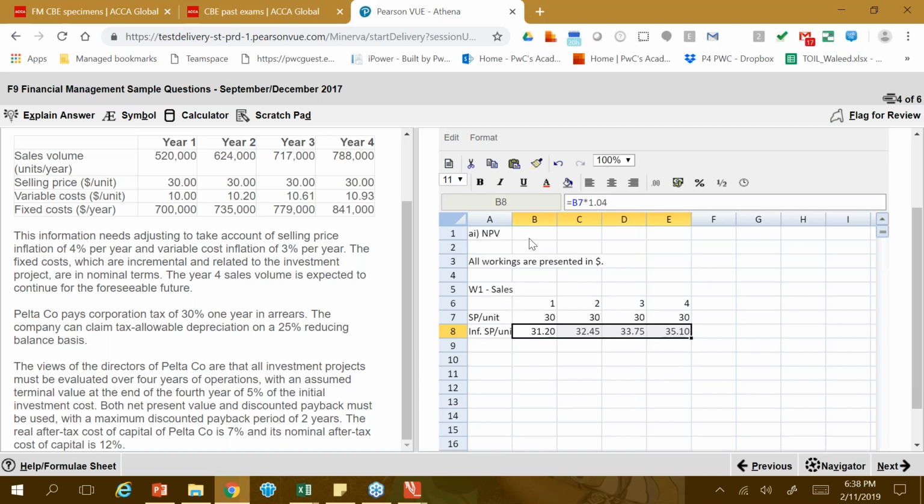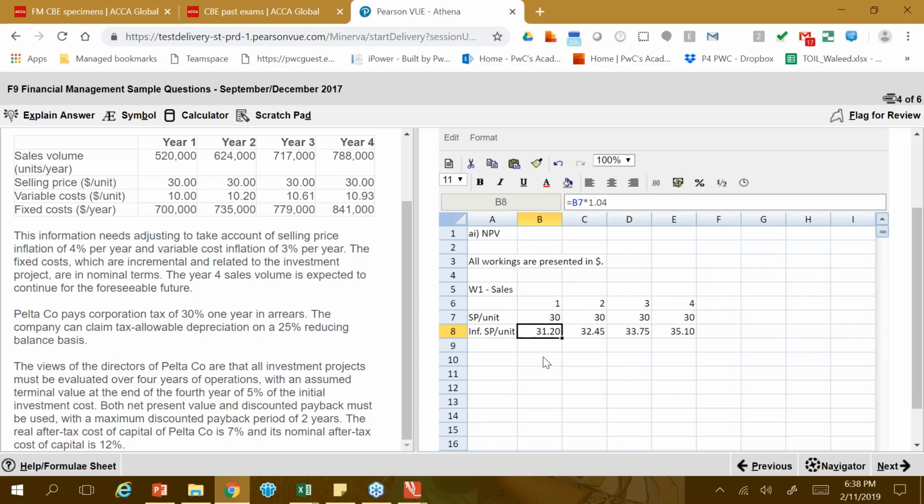Okay. So this is one way of dealing with this, where I applied inflation here, then I just added the inflation on the previous figures. Now, if you're not happy with this way, then the other way is this, where you'll have to say B7 into 1.04 to the power of 1.